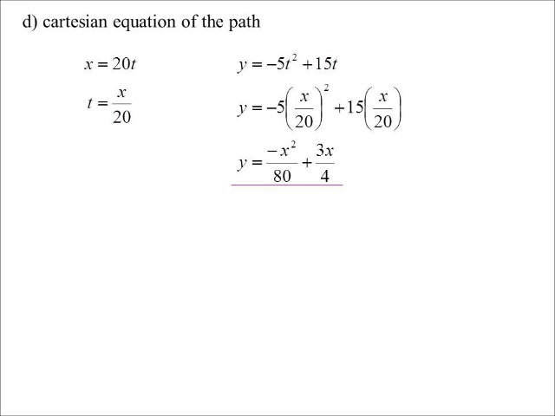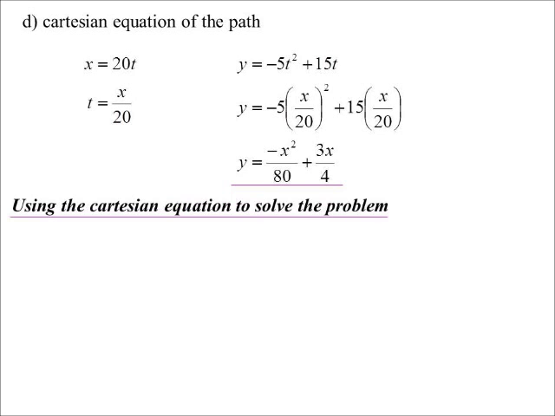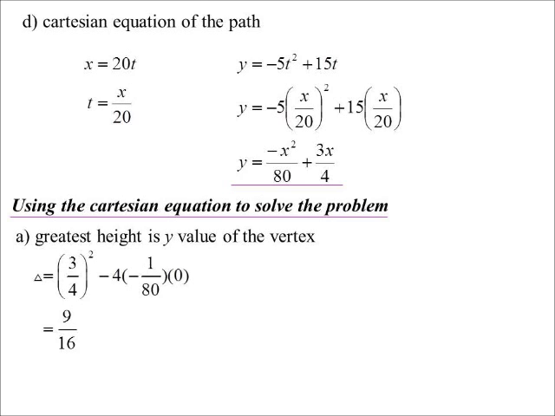So now that I've got that, let's do the same problem but using the Cartesian, just to show that, yeah, we will get the same answers. So greatest height, now I'm talking about the y value of the vertex, which you may recall is minus the discriminant on 4a. So the discriminant for this one is 9/16, minus the discriminant on 4a. Yep, we get our 45 on 4.